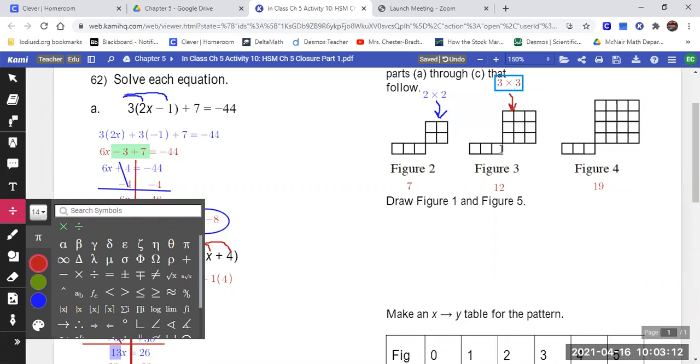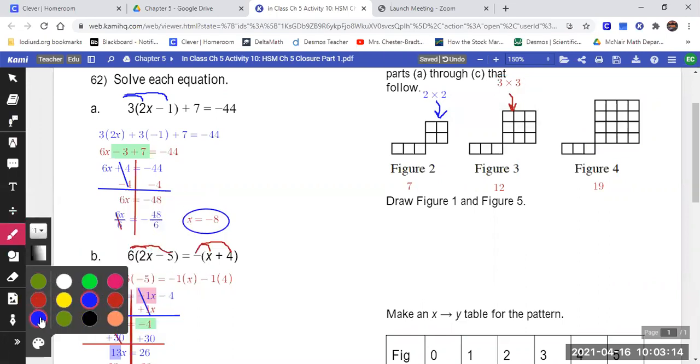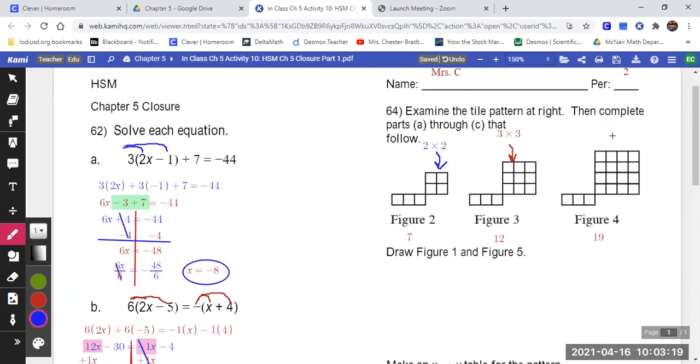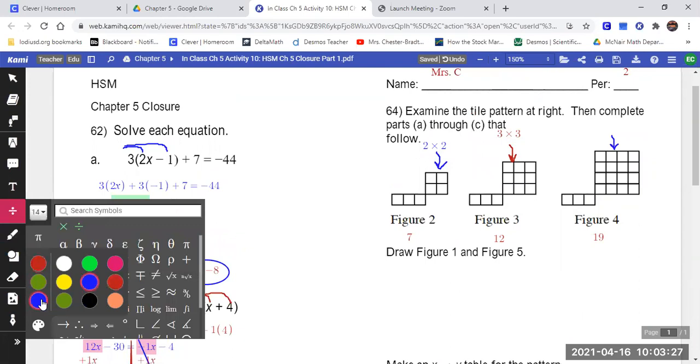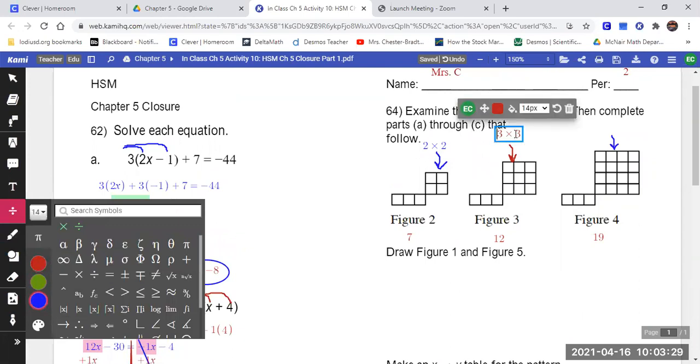So if we do it again for the box, how did they make it? It's a 4 by 4. Now, figure 2, 2 by 2. Figure 3, 3 by 3. Figure 4, 4 by 4, right?